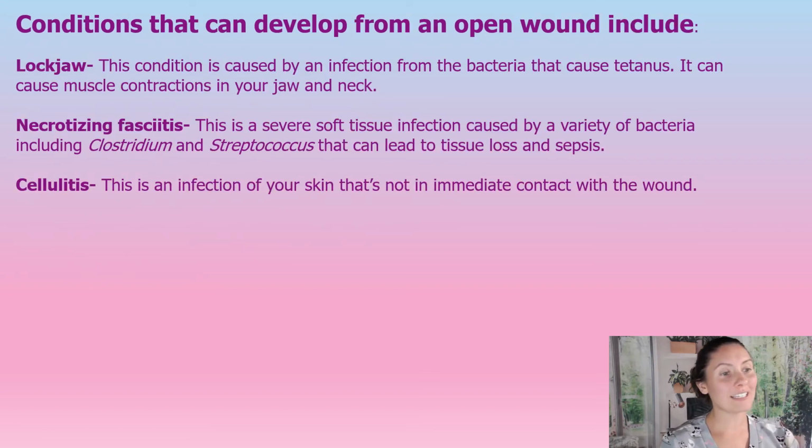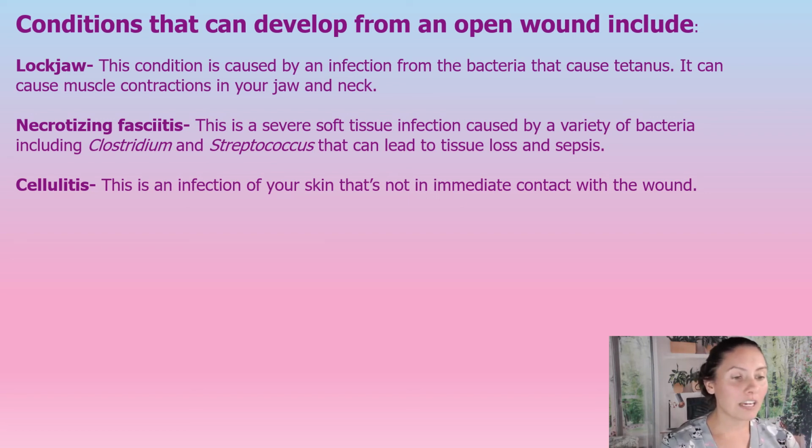Now, conditions that can develop from an open wound are lockjaw, necrotizing fasciitis, or cellulitis. So I'll start with lockjaw. This condition is caused by an infection from the bacteria called tetanus, okay? It can cause muscle contractions in your jaw or neck. That's why if you have puncture wounds, they say that you should get a tetanus shot.